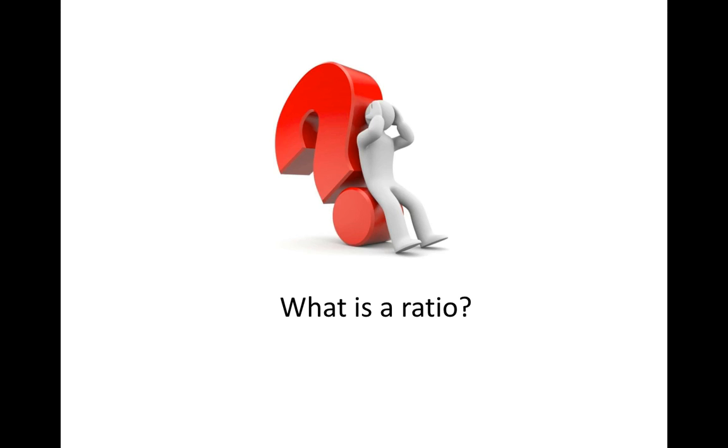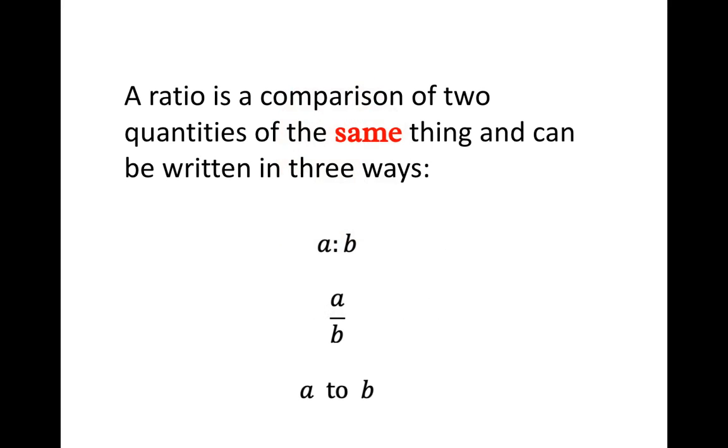Well, turns out you've seen lots of ratios before. Ratios are simply when we are comparing two numbers. And we can write them in three different ways. We can write them with a colon, A to B. We can write it as a fraction, A over B. And if we were to actually say it in words, we would say A to B.